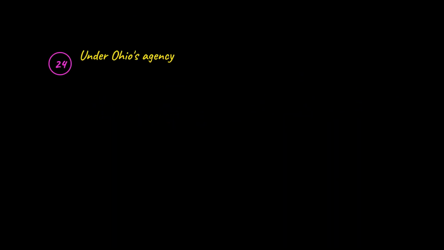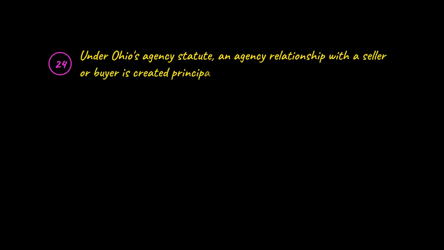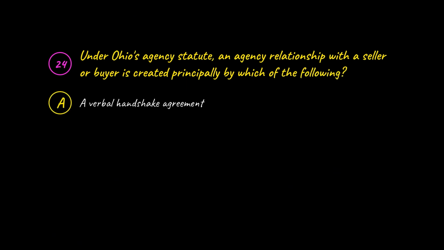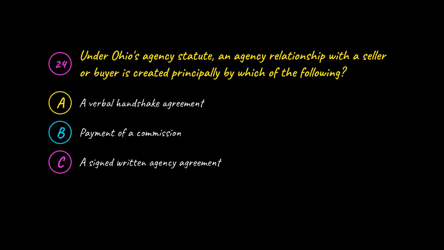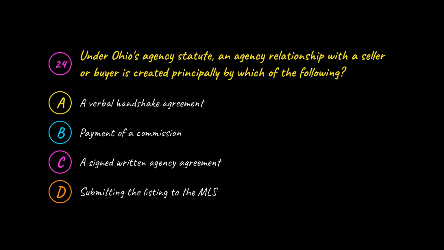Question 24. Under Ohio's agency statute, an agency relationship with a seller or buyer is created principally by which of the following? Your options are A. A verbal handshake agreement, B. Payment of a commission, C. A signed written agency agreement, D. Submitting the listing to the MLS. Got a guess? Lock it in.